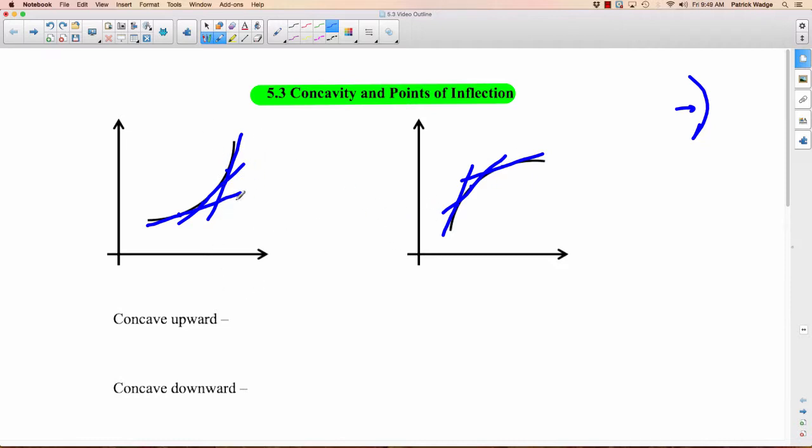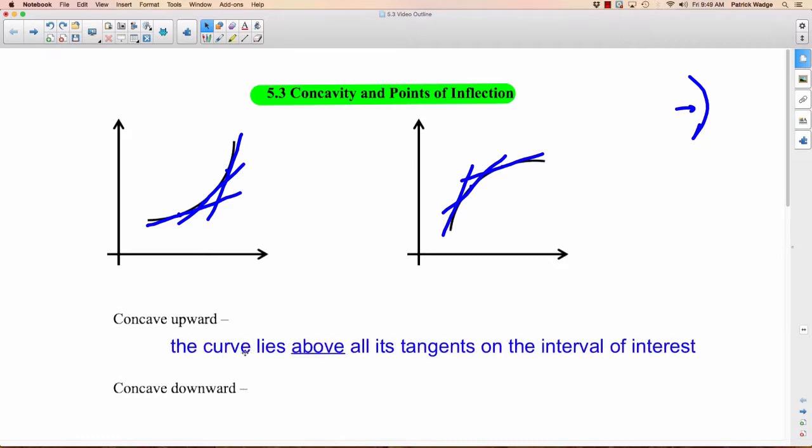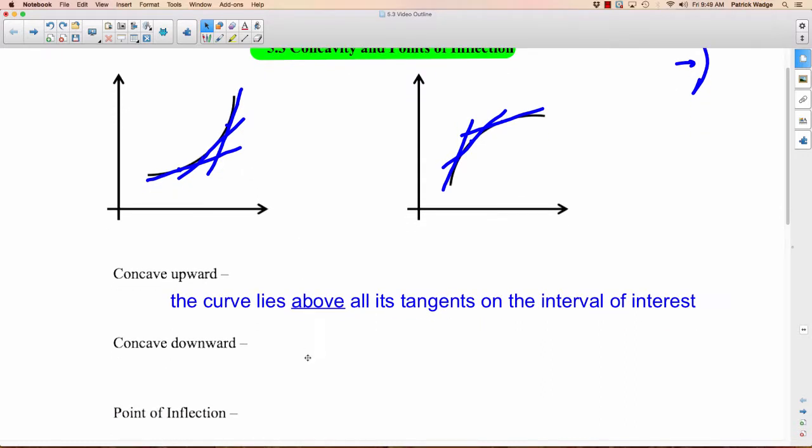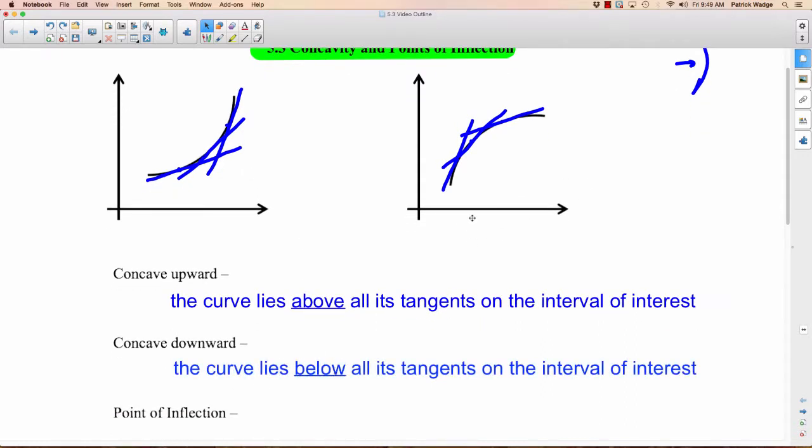The difference is that all these tangent lines are below the function. All these tangent lines are above the function. So if something's concave up, like this graph right here, then the curve lies above all its tangents on the interval of interest. And if it's concave down, the curve lies below all its tangents on the interval of interest.